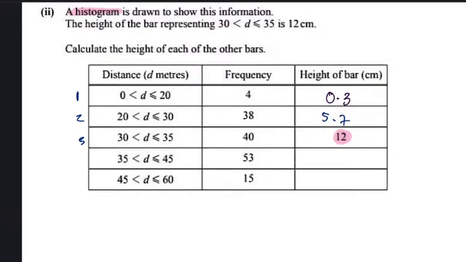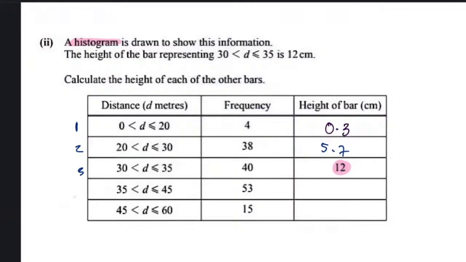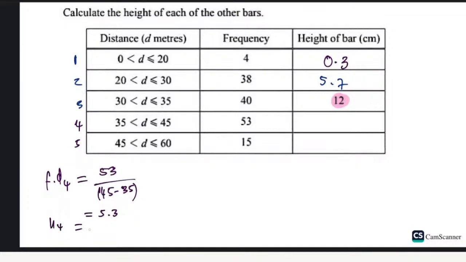You'll be doing it on the side with a pencil, okay? Because they don't want to see it. So we're going to do it here. This is going to be the fourth one and the fifth one. Frequency density for the fourth one: what's the frequency? 53. So it's going to be 53 divided by, what is the class width? 45 minus 35. And we'll find 5.3. Then we say the height for the fourth one is going to be equal to 5.3 times 1.5. What is 5.3 times 1.5? You get 7.95.